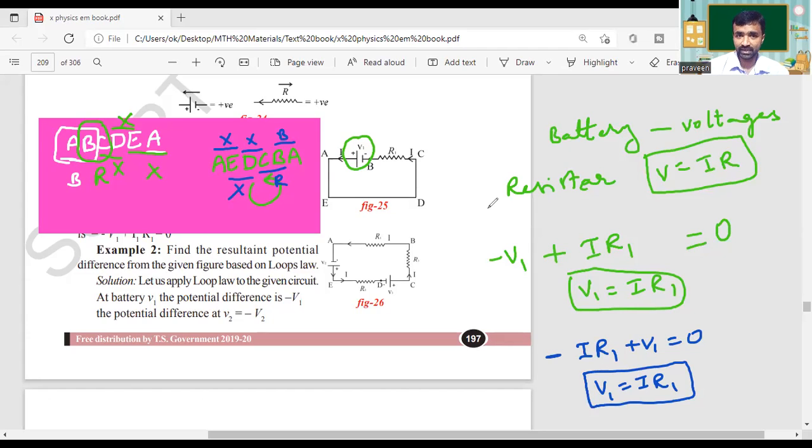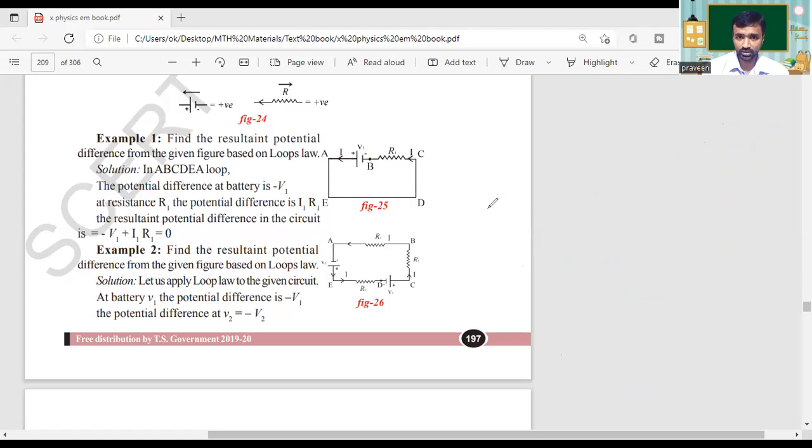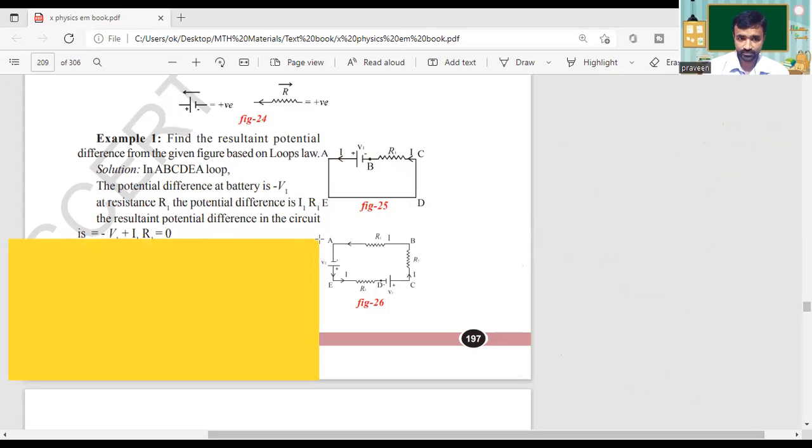So what the second example is given, just look at that. Here I simply need to cover this one. Just a second. So I covered the solution here. Okay, so the solution is covered by color right here. Now the question is finding the voltage, verifying the loop law.